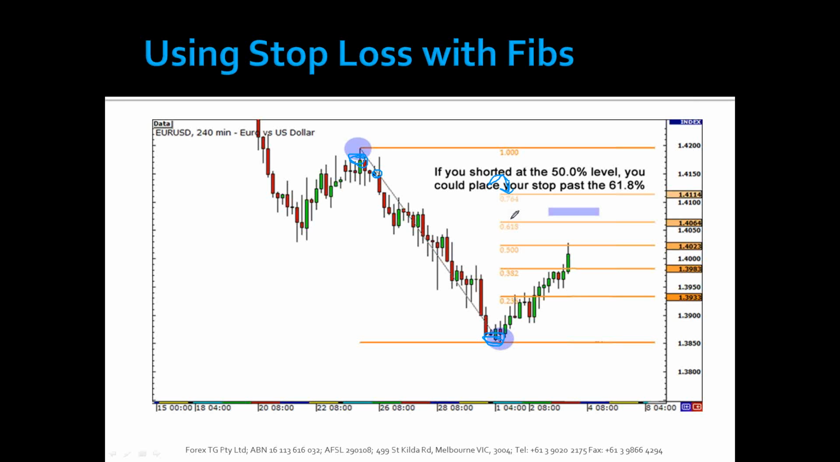Okay. So, if you shorted at the 50 level, over here, I'm going to delete my drawing, my Picasso, I should say. If you short at the 50 level, you could have placed your stop past the 61.8% level. So we shorted at the 50 level here, and we're hoping that it's going to bounce and go down. We can actually put a stop loss around this level here, anywhere in there, wherever you're happy. But I'm going to tell you another strategy that I use in placing stop losses.